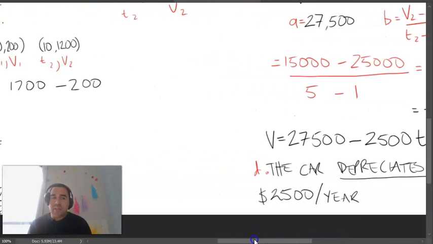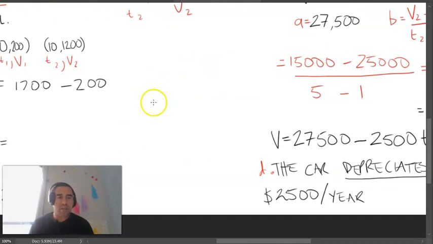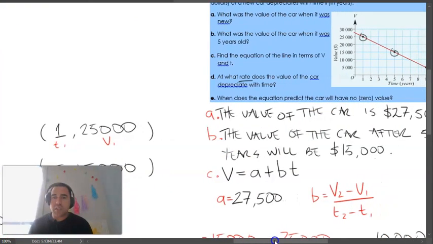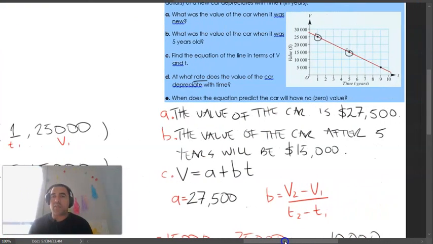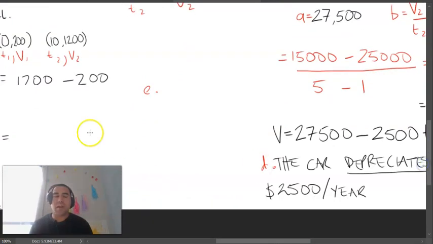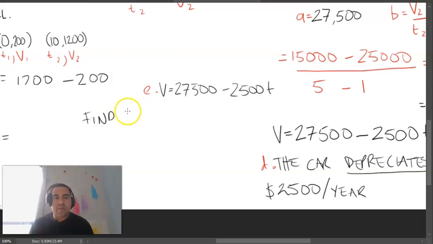And the last question, I'm just going to put here E. The last question, when does the equation predict the car will have no value? So when is it going to equal 0? In other words, when we write our equation, V is equal to 27500 take 2500t, we want to define the time frame t when the value V is equal to 0.